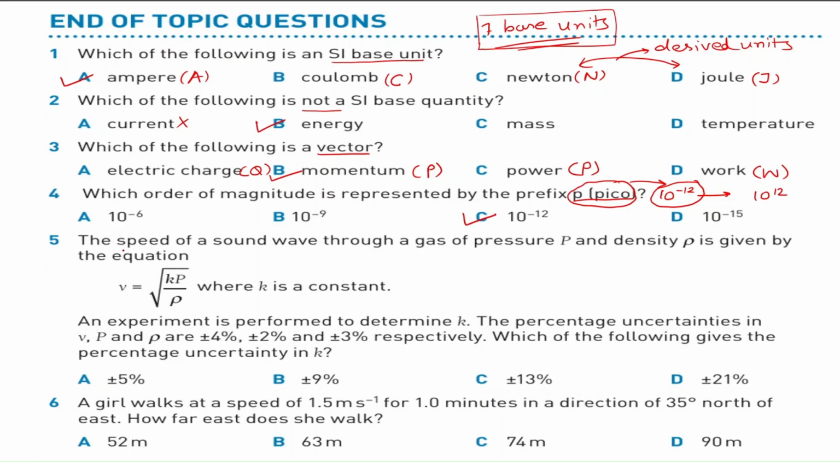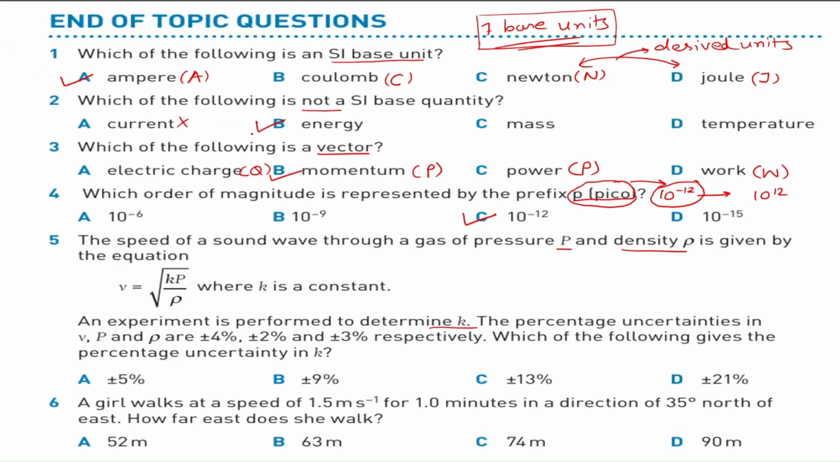Now, in the fifth question, the speed of a sound wave through a gas of pressure P and density rho is given by the equation V is equal to under root of K P upon rho, where K is a constant. An experiment is performed to determine K. The percentage uncertainties in V, P, and rho are 4%, 2%, and 3% respectively. Which of the following gives the percentage uncertainty in K? Now we will solve this question on the next page.